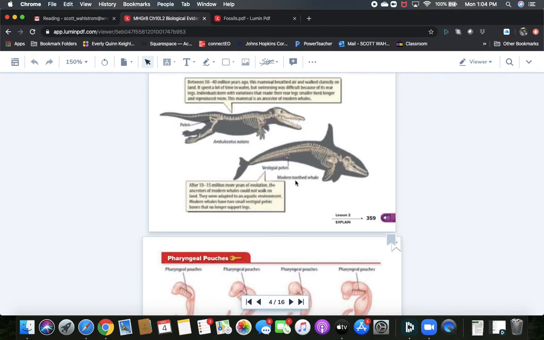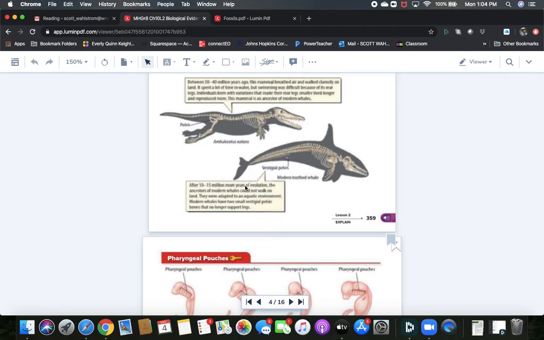Below it, we have a modern toothed whale. You can think of this, maybe you recognize the silhouette of a killer whale. You'll notice it has a vestigial pelvis in this area. Ambulocetus still had a pelvis, but it had legs. You'll notice there is no leg on this toothed whale.